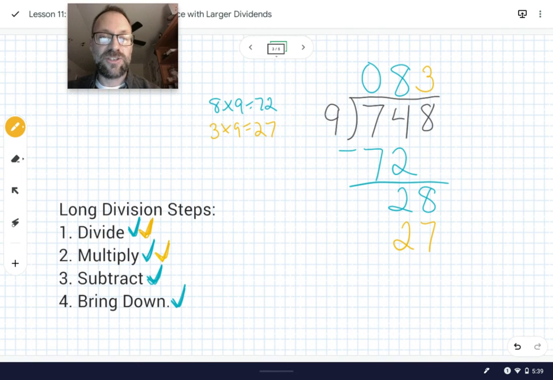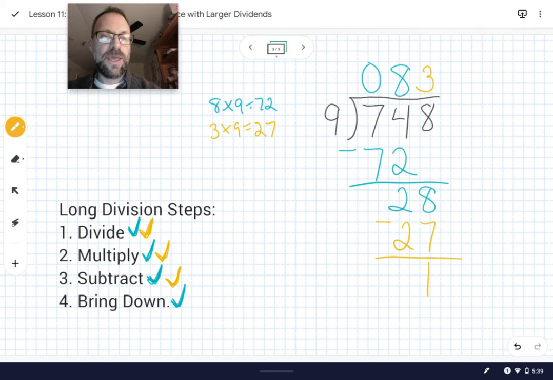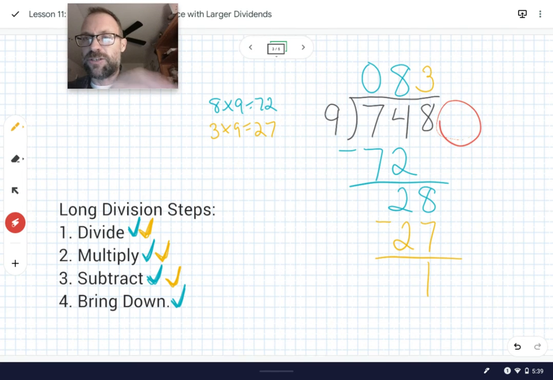That's our second multiplication step. And then we have to subtract. Step 3. So let's subtract 28 minus 27. We'll get 1. That's our second subtraction step. And then we need to bring down the next digit. And, wait a second. There is no next digit. We're done. That's it. Huh.